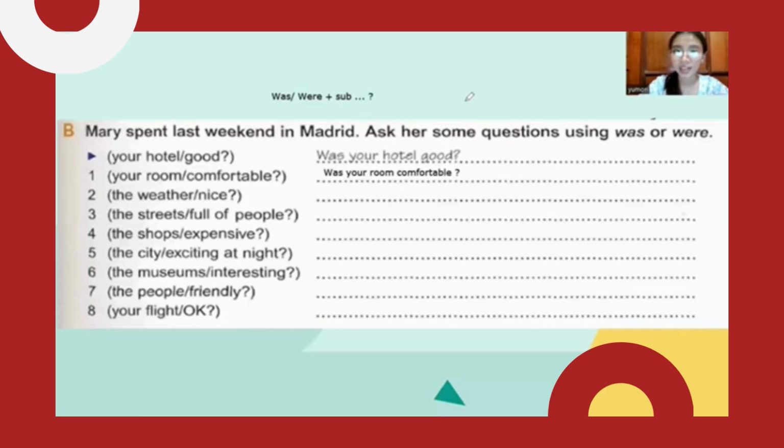All right. So I hope you finish. Now, let's check the answers. Number 2. The weather nice. So how do we start the question? Look at the subject, the weather. It's singular, right? So, was, and the subject, the weather, yes. And then adjective, nice, question mark. So was the weather nice?